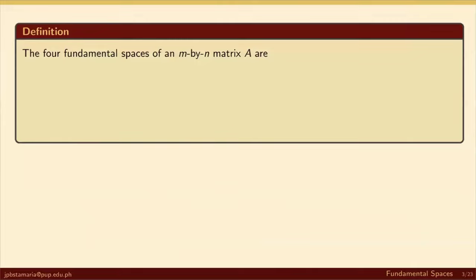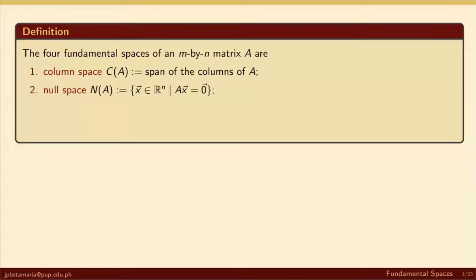So we are now ready to define the four fundamental spaces associated to the matrix A. So just like before, one of the four fundamental spaces associated to A is the column space. The other one is the null space. So basically, we already know 2 out of 4 fundamental spaces of A. Now, what are the other two? The other two may be obtained by simply considering the transpose of A.